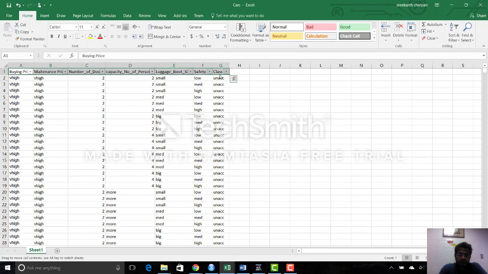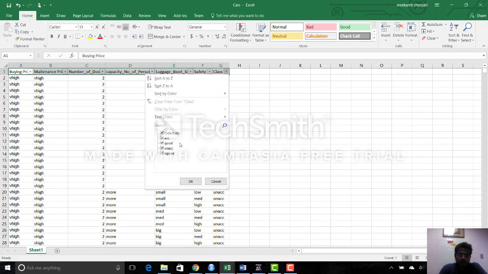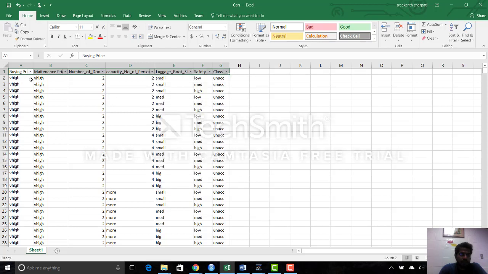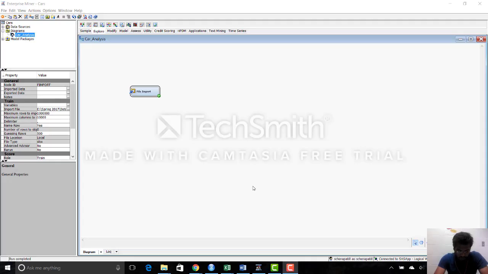The target variable is class, which has 4 values: acceptable, unacceptable, good and very good. The other parameters are buying price, maintenance price, number of doors for the car, number of persons that can fit in the car, the luggage boot size and safety. Now let me proceed to SAS Miner.